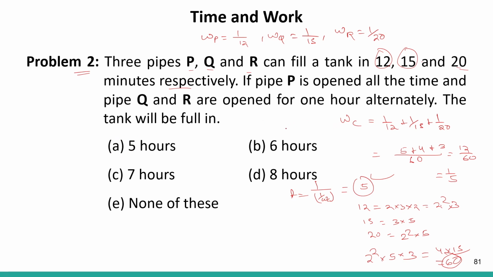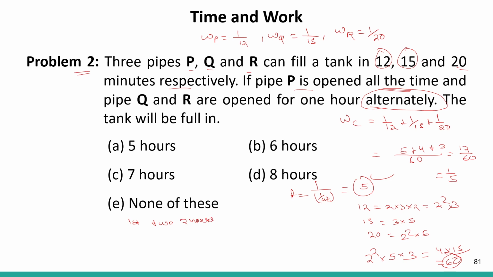Okay, but here the scenario is a little bit different. If pipe P is open all the time, so the 1/12 work rate is always happening, and pipes Q and R are opened for 1 hour alternatively. Here, note the term alternatively. That's why we need to see the whole question first, then solve it. So since they are opened alternatively, let's see the first 2 hours.